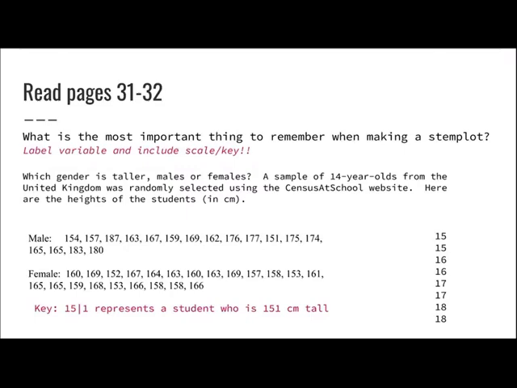So I have male and female. First thing I'm doing when I'm making my stem and leaf plot is I make my stem. I make a leaf to the right and a leaf to the left, and I make sure that I include my labels. Also, notice how I have my key at the bottom.